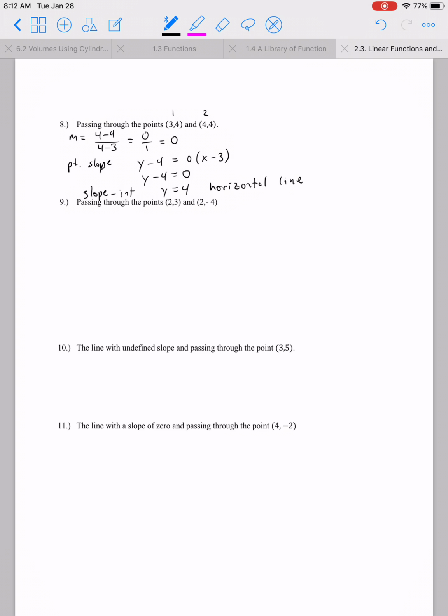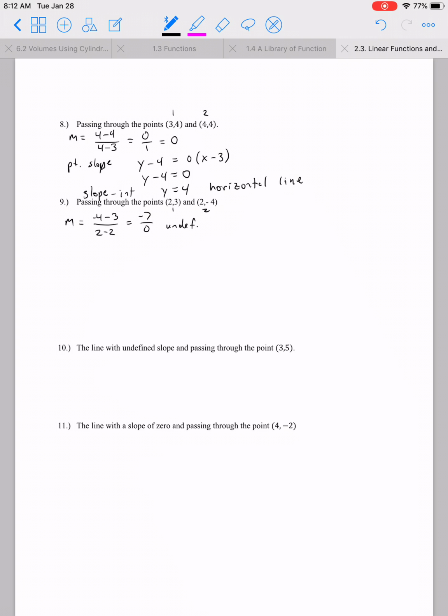All right, so let's try this next one. We've got another line passing through these 2 points. So let's do the slope. I'm going to call that point 1, that point 2. So it's going to be 4 minus 3. Oh, I'm sorry, negative 4 minus 3 over 2 minus 2, which gives us a 0 in the denominator and negative 7 on the top. This is undefined.